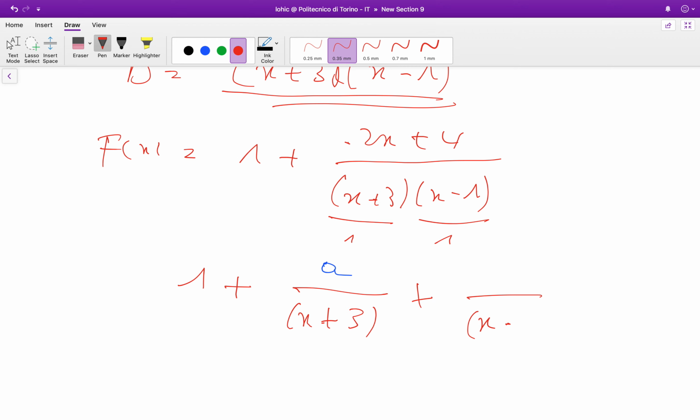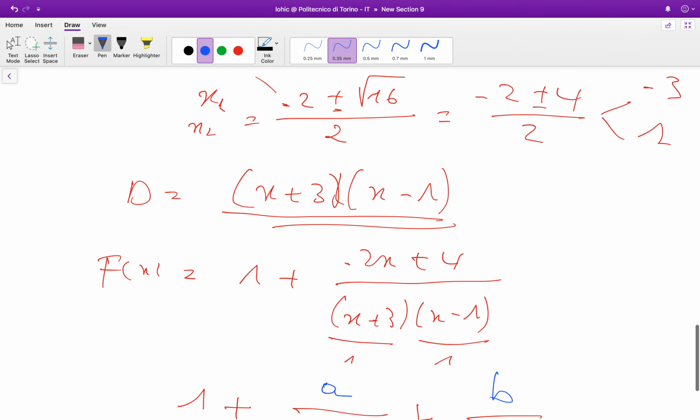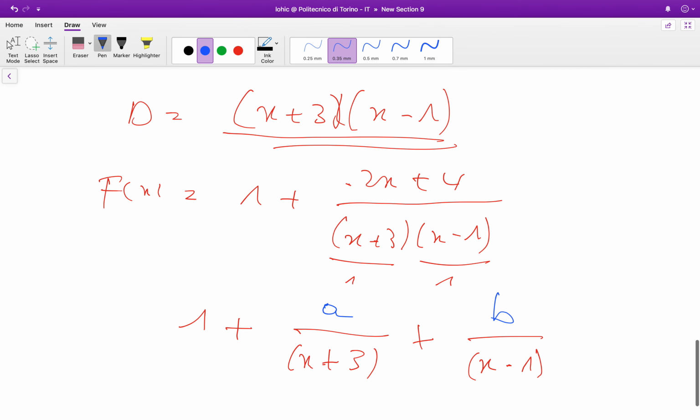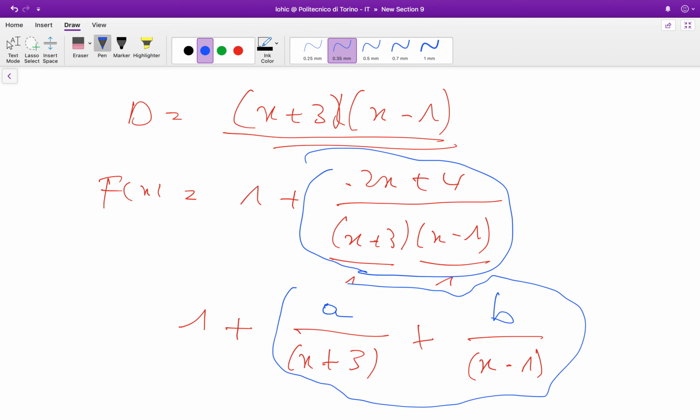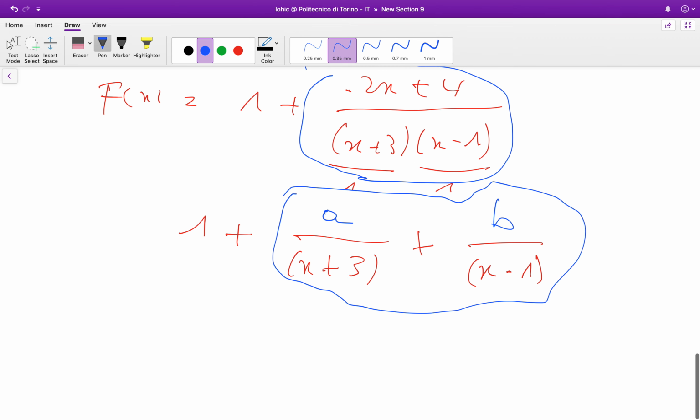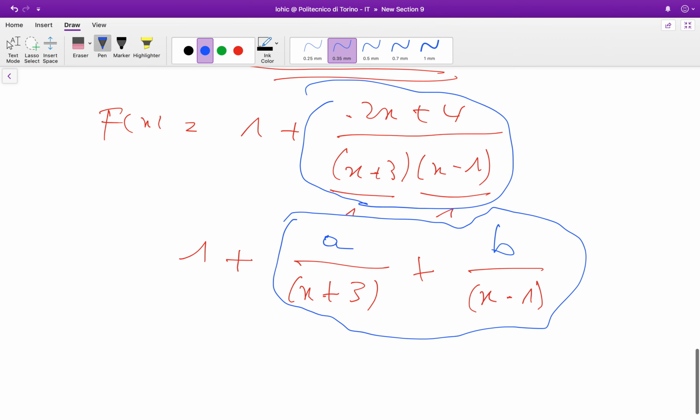The other was x minus 1, right? Also here it's a polynomial of degree 1, so we will use a polynomial of degree 0. Doubts? So what are we trying to do? We are trying to write this function in simple fractions. Is that clear? You got the idea?